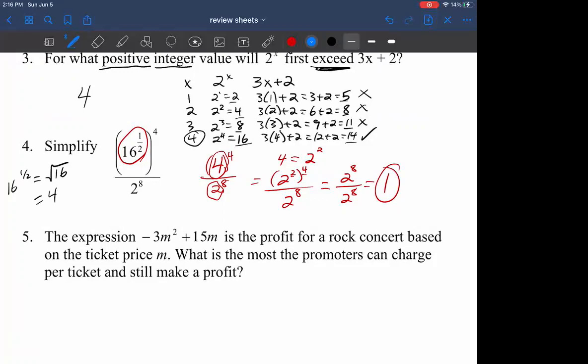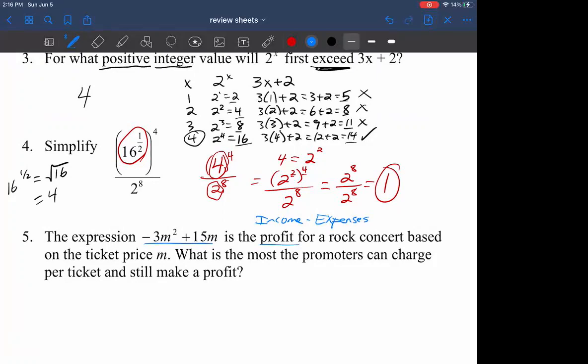If this is representing profit, profit is the money that you have left over after you've made money and paid your bills. Whatever's left over is the profit. The way we break that down is we say it's the income, the money coming in, minus the expenses, the money you are paying, your costs.